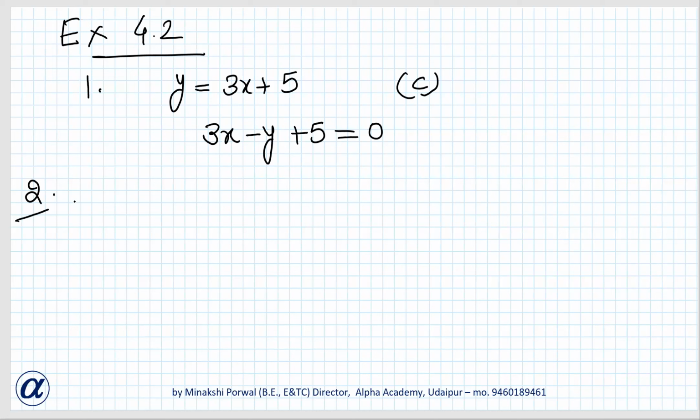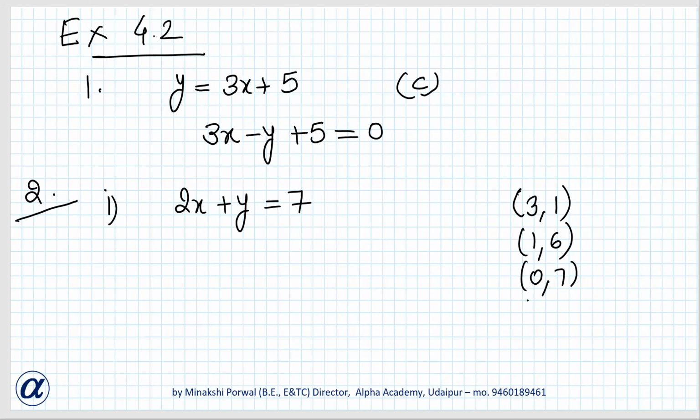Question number 2. Write 4 solutions for each of the following equations. So 2x plus y equals to 7. Okay. So find 4 solutions: 3, 1, 1, 6, 0, 7, 2, 3. Okay, 3, 1 is correct. 1, 6 is not correct when x is 1. Ma'am, 5. Sorry, 1, 5. Okay, 0, 7 is correct. And 2, 3. Okay, this is also correct.